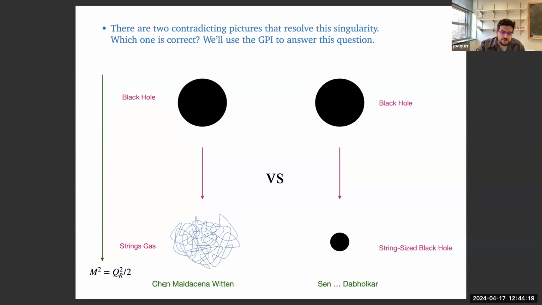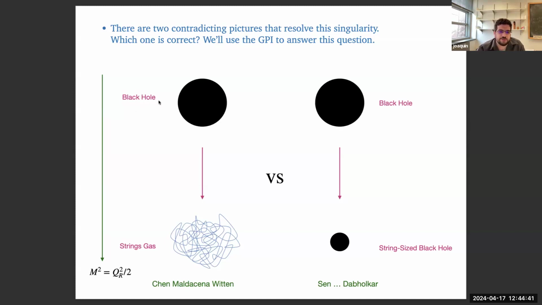Okay, but then more recently in 2021, so Sen was in the 90s, Dabholkar was early 2000s, and in 2021, Chen, Maldacena, and Witten had a different proposal based on the studies of string theory near the Hagedorn temperature. Okay, I'm also going to explain this.